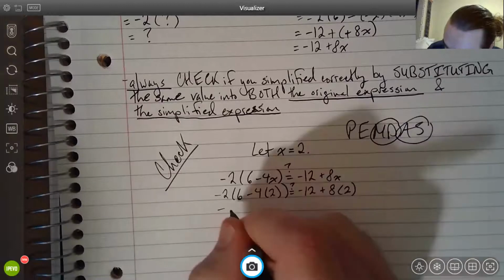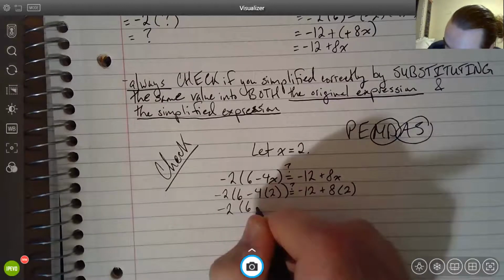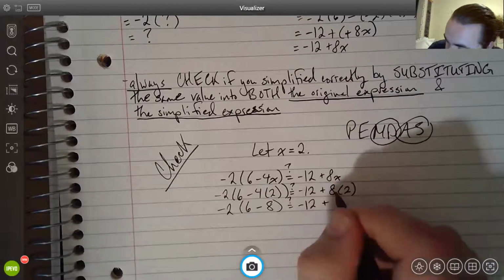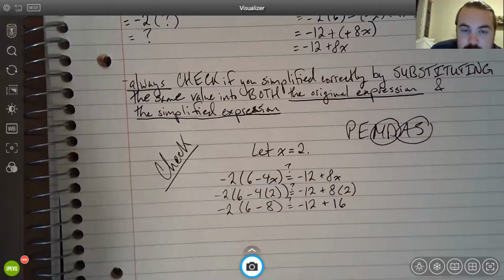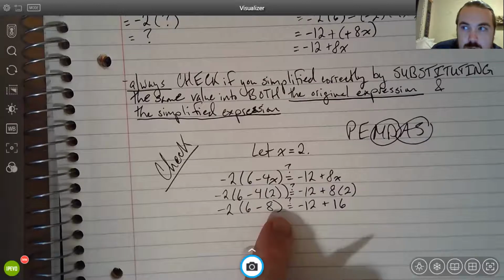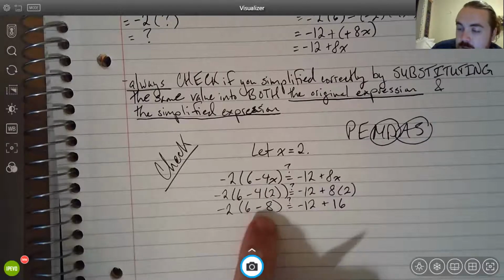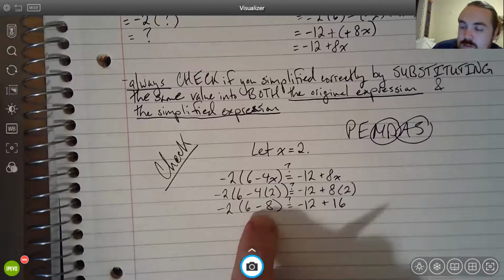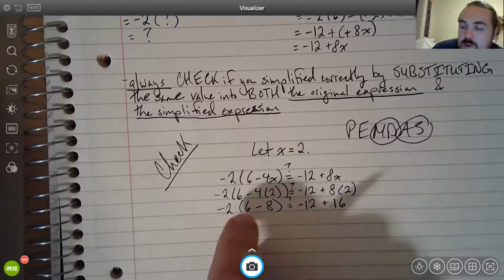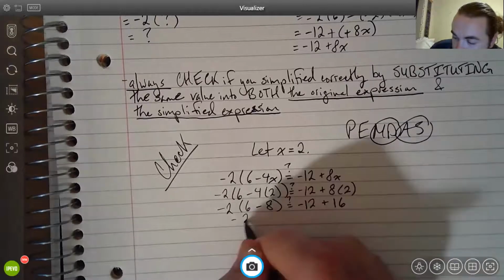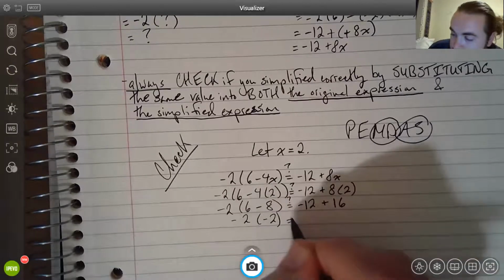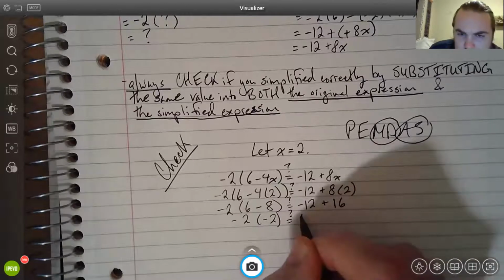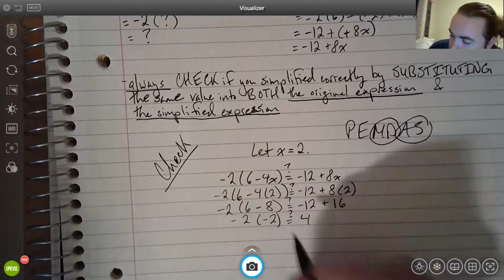So we have -2 times (6 minus 8). We're not sure if that equals -12 plus 8 times 2, which is 16. Again, over here, you can just do it in parentheses. 6 minus 8, well, it would be -2, because 8 is bigger than 6, so 8 minus 6 is 2, and a smaller number minus a bigger number has to be negative. -2 times -2. Does this equal -12 plus 16? Oh, that's going to be 4. Does -2 times -2 equal 4? Oh, yeah. 4 does equal 4.